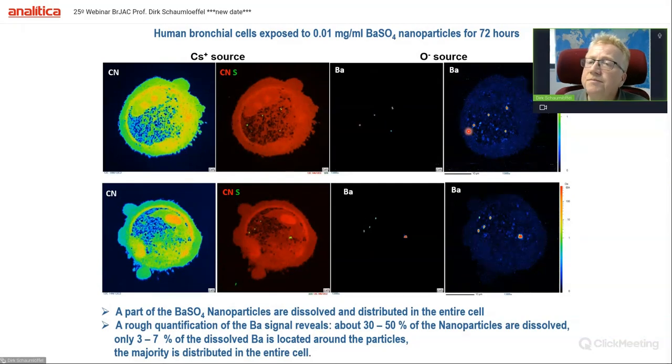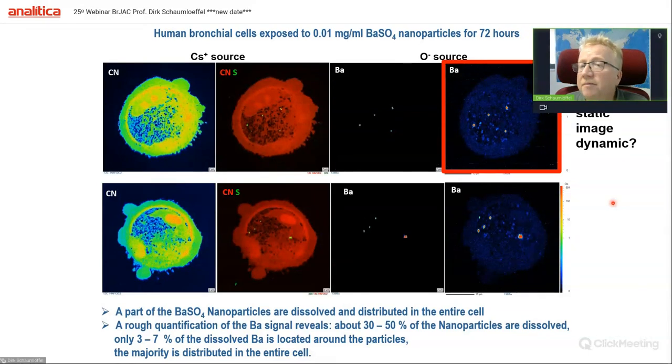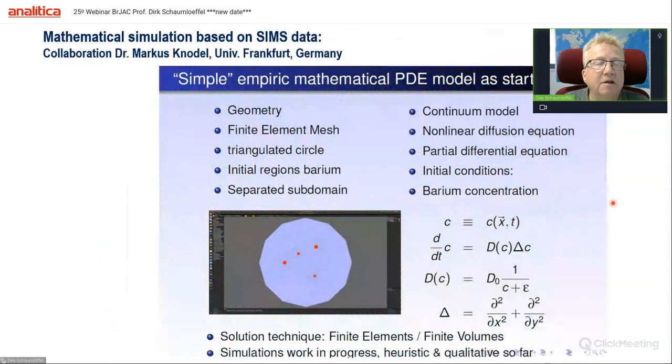But there's another problem. I told you at the beginning, we have here in fact only a static image of a dynamic system. Dissolving of the nanoparticles inside of a living cell is also a dynamic process. But of course, doing the fixation, we have here a static image. The question is how to make a static image dynamic. And for that, I'm collaborating with a mathematician of the University of Frankfurt who's doing simulations.